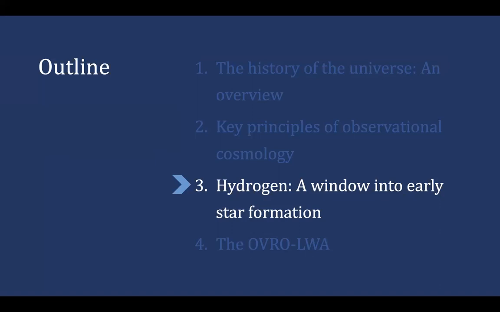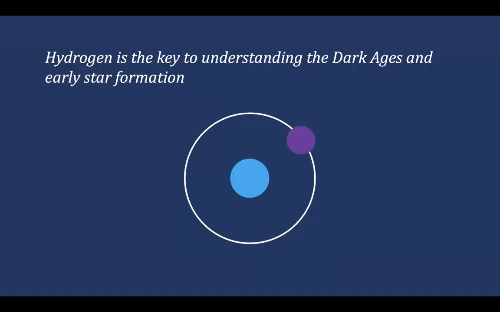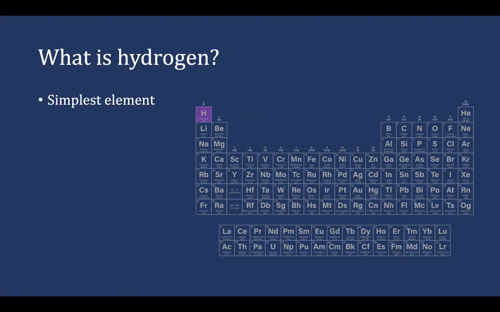Okay, so now I'm going to talk about hydrogen and why it's my favorite element, and it enables us to do this kind of observational cosmology. So hydrogen is really the key to understanding the dark ages and early star formation. If you imagine the periodic table of all of the elements, hydrogen has a special place in the upper left because it's the simplest element there is.